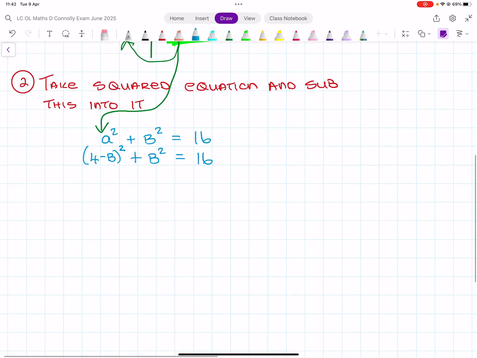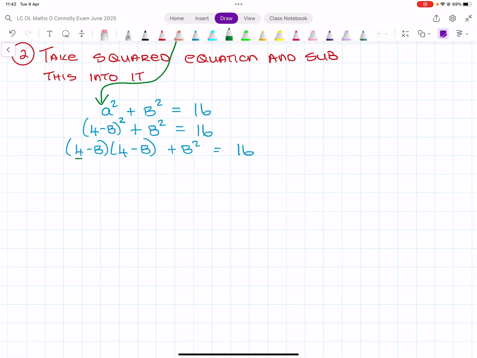So squaring something means multiplying it by itself. If I want to square 4 minus b, I have to multiply 4 minus b by 4 minus b. Then I write the rest, so plus b squared and equals 16. Multiplying two brackets together, we split the first. So we put the 4 here and we put the minus b. Be careful you don't drop signs. And then we multiply by the second bracket, which is 4 minus b. And then don't forget the rest of the question: plus b squared and equals 16.